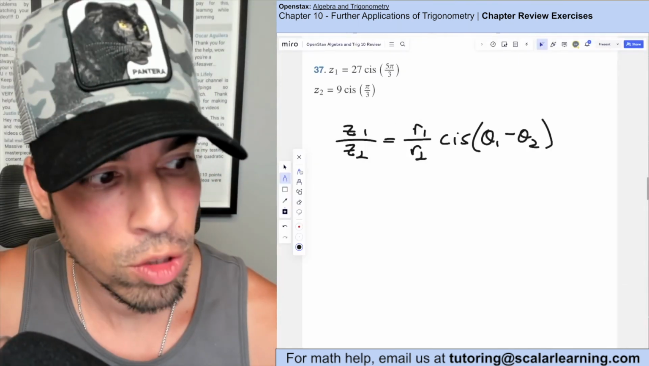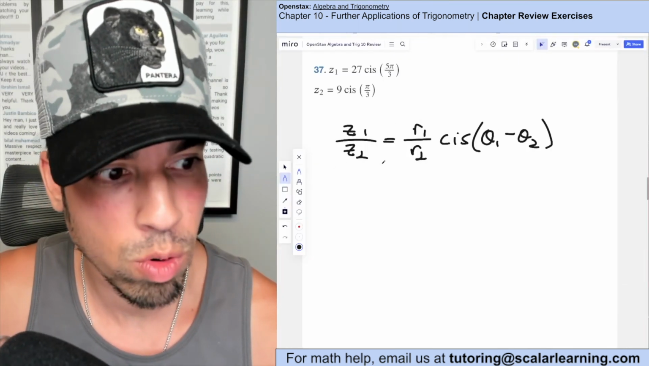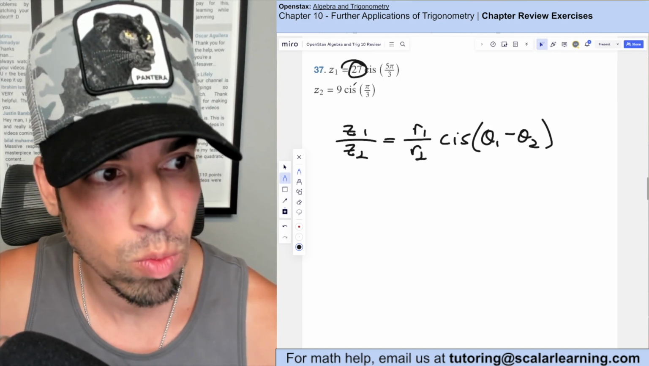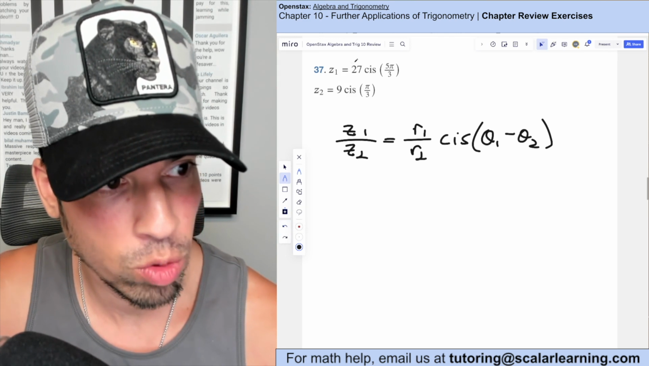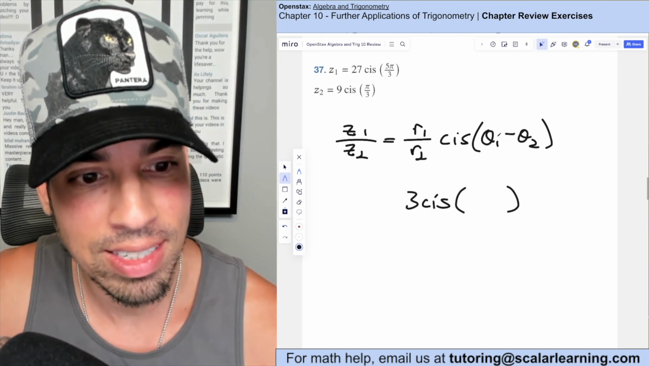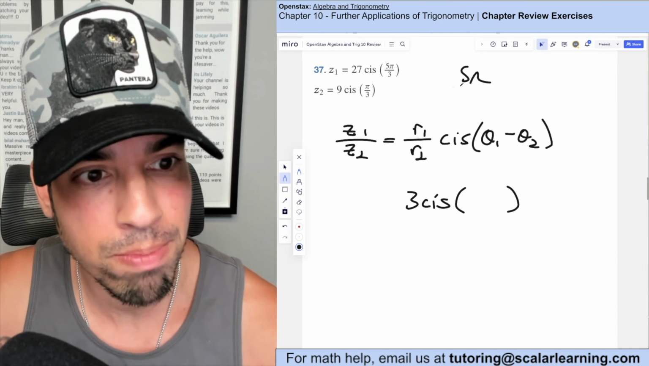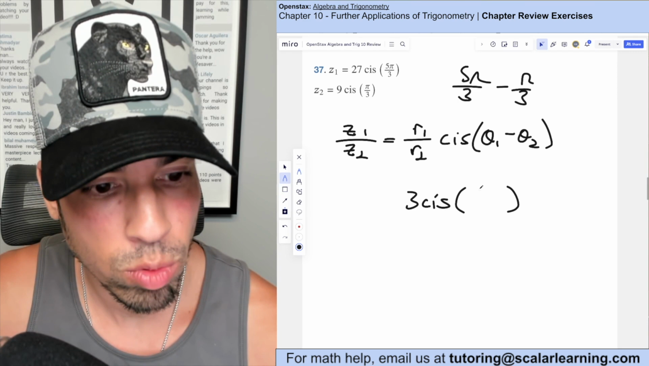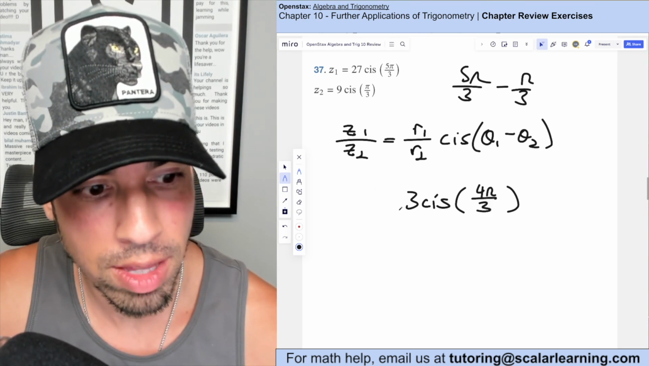Done. So for this one, I wrote up the formula to get a quotient. So what we do is we take the ratio or the fraction of r1 over r2, which is going to be 27 over 9, which is 3, and then times the difference of the theta values. So 5 pi thirds minus pi thirds, which is going to equal 4 pi thirds. That's how you do it.